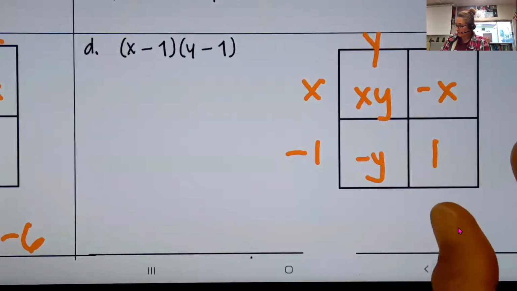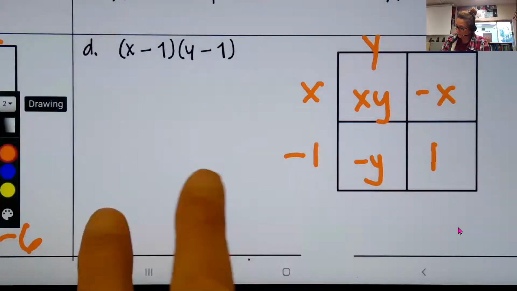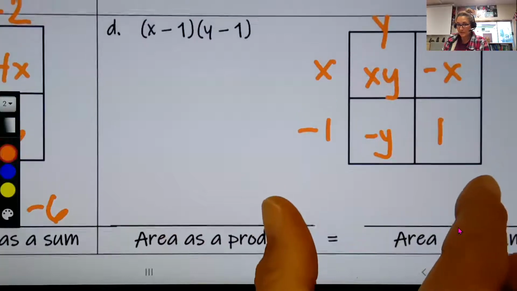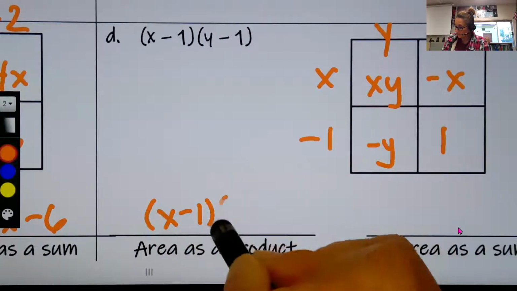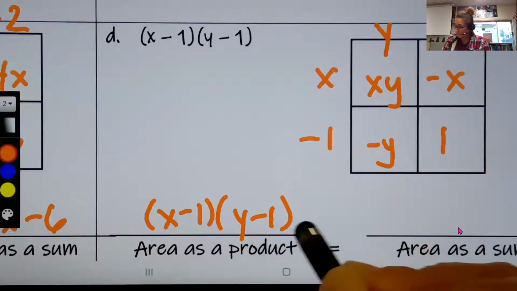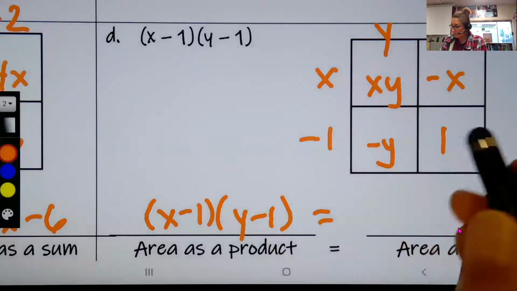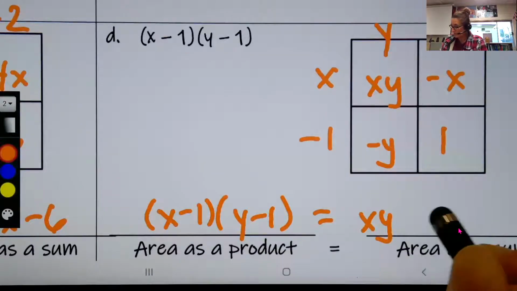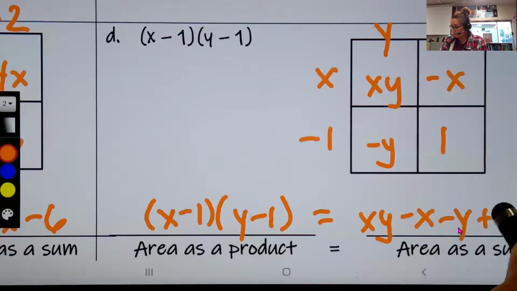So then my area as a product is x minus 1 times y minus 1 equal, and my area as a sum is the inside. And all these are not like terms. So I get an xy minus x minus y plus 1.